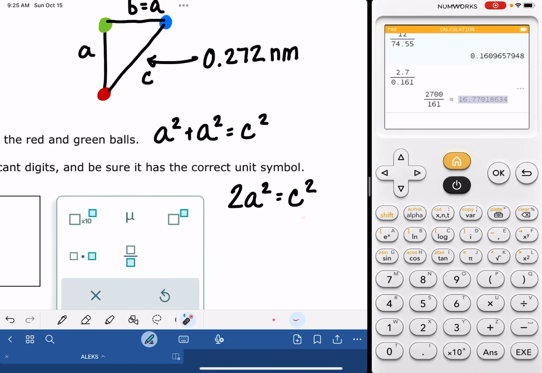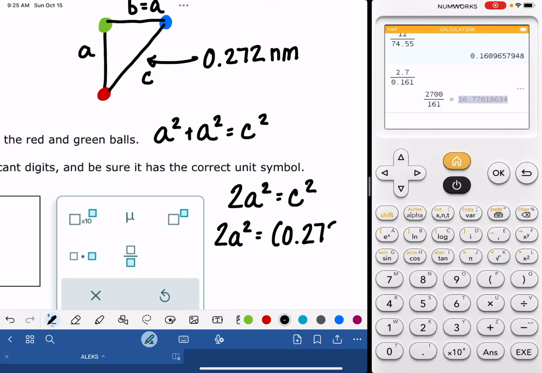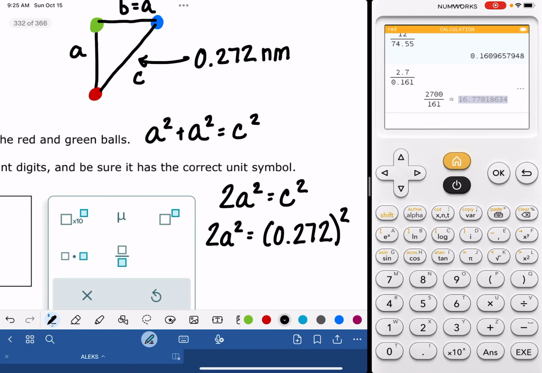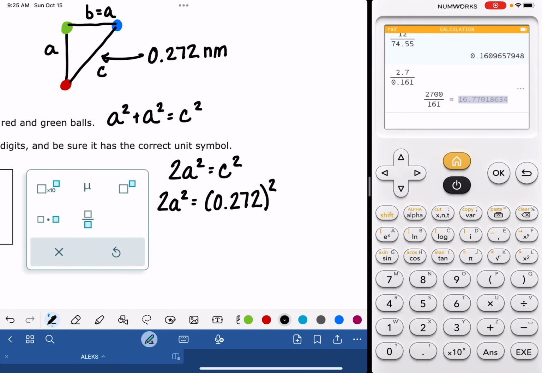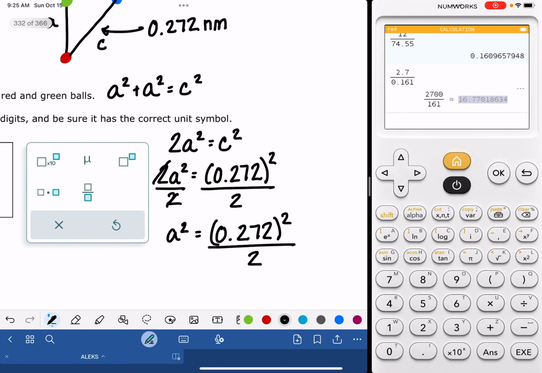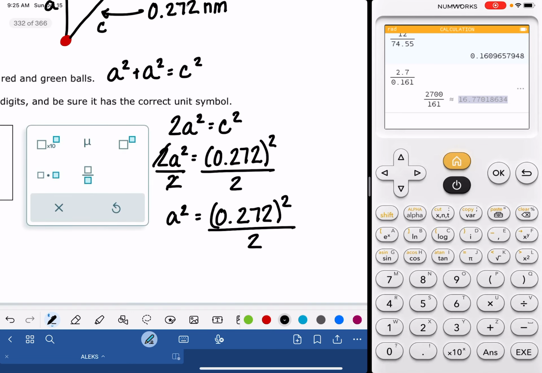I know C, so I'm going to plug in 0.272. I'm going to leave the unit off just to save space. 0.272 squared. I'm going to divide both sides of this equation by 2. So I'm going to get a squared is 0.272 squared divided by 2. And then I'm just going to take the square root of the whole entire thing.